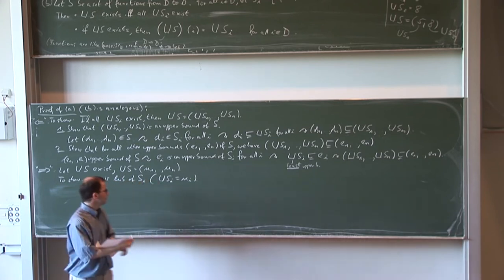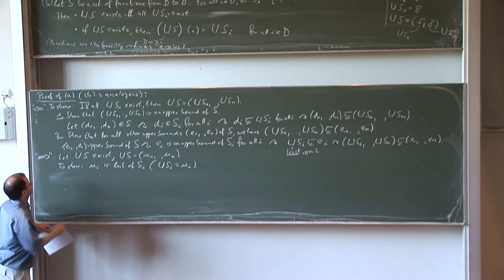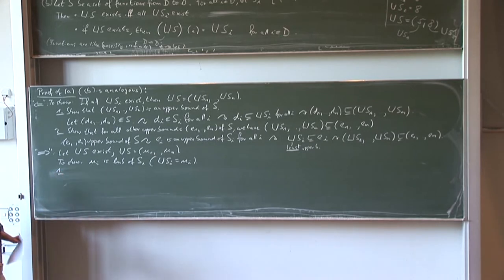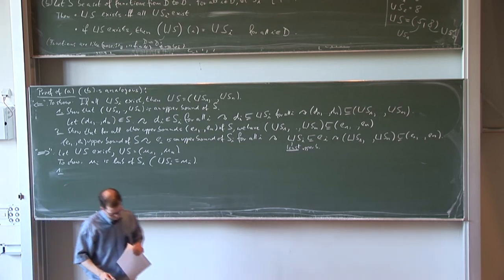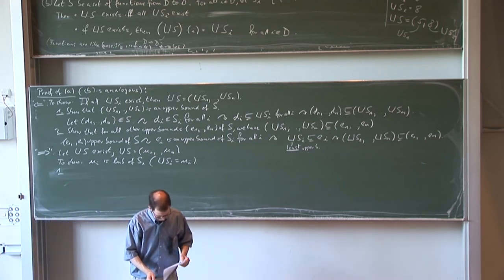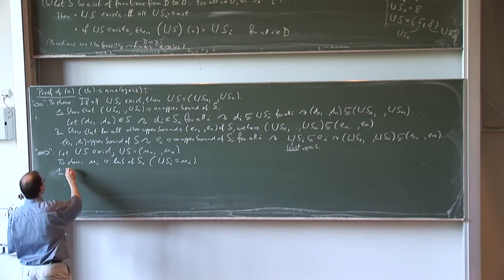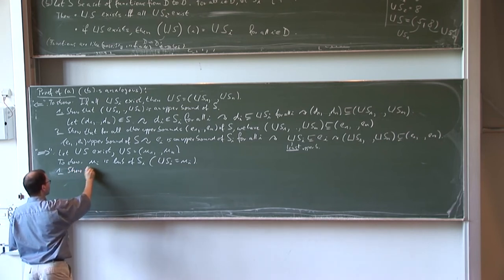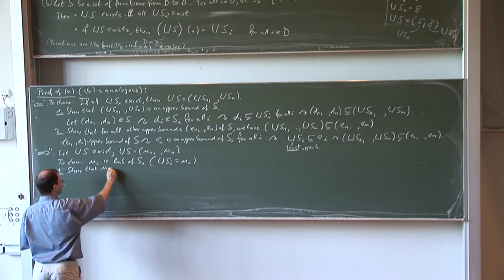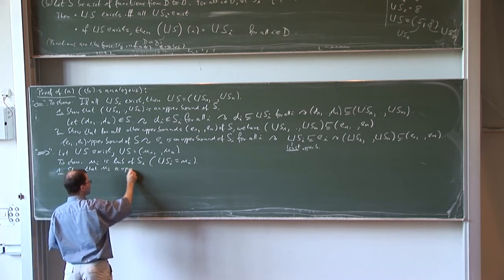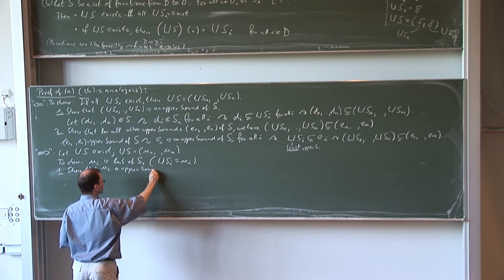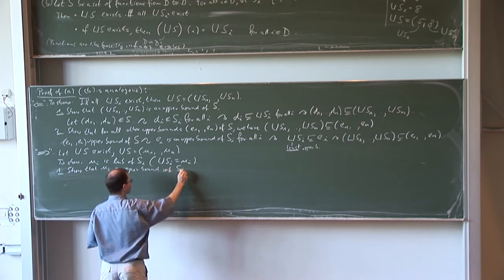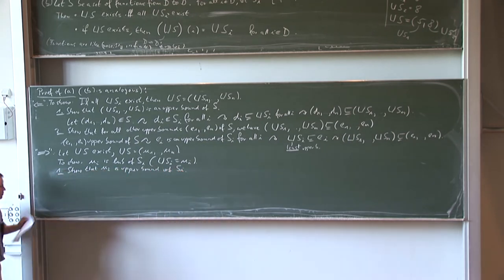Now again, we do this in two steps. The first step is that we show that Ui is an upper bound of Si, and the second step will be to show that this is the least upper bound. So, show that Ui is an upper bound of Si. Now, how do we do this?